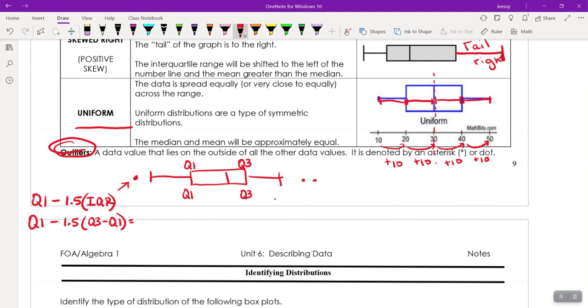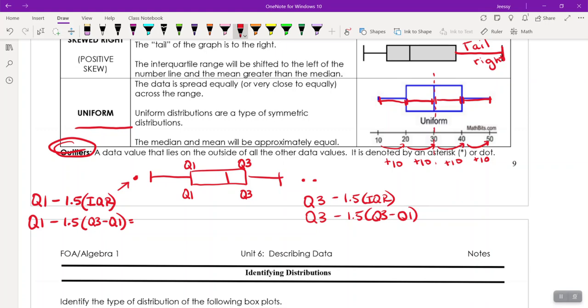Same thing here. For the ones that are too big, it's going to be Q3 plus 1.5 of the IQR. I'll show you in an example exactly what we mean, rather than making up numbers right now. You don't actually get this formula on the formula sheet, but they do say it in words. It says outliers are more than 1.5 times the interquartile range, that's the IQR, below the first quartile or above the third quartile.